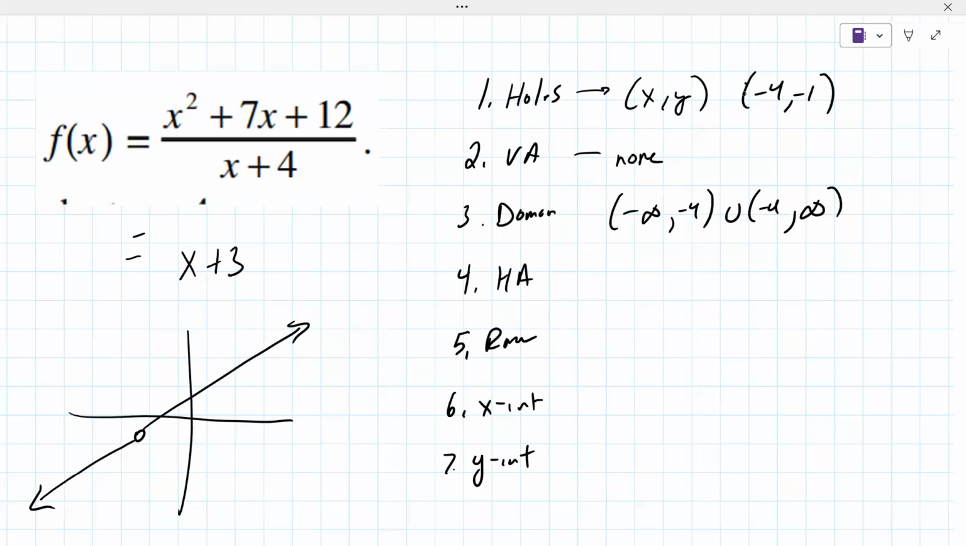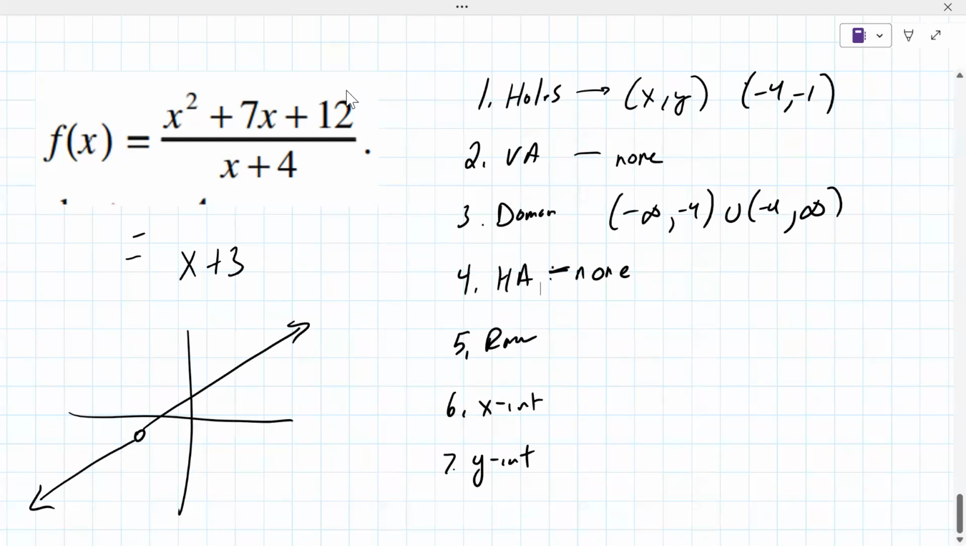Alright, horizontal asymptote would be 1, y equals 1. Remember, it reduces to this form, so that there actually is none. It's just a straight line. So if the vertical asymptote and hole cancel out the negative x minus 4, then there is no horizontal asymptote. It's not a rational function anymore, it's just a line.